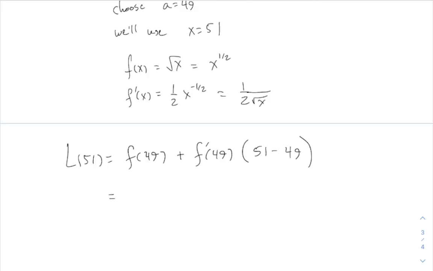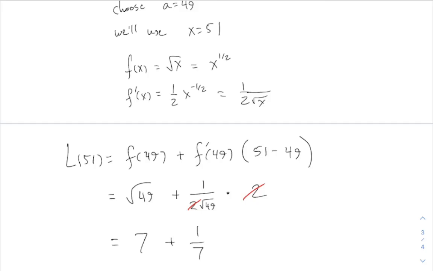F of 49, this is f right here, square root of x. So this is just square root of 49, which is 7. F prime of 49 means 1 over 2 times square root of 49, which will be 1 over 2 times 7. And then 51 minus 49 is 2. So that's 7 plus, them 2's will cancel, right? Here and here. So I just get 7 plus 1/7. And that's the answer. Apparently the square root of 51 is approximately 7 plus 1/7.